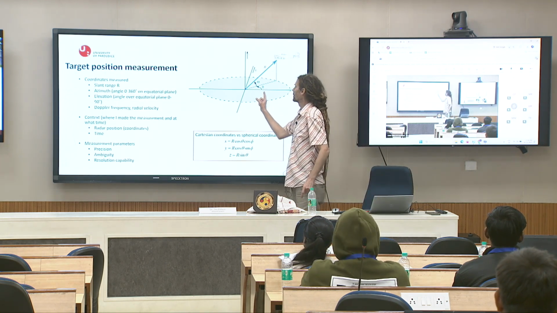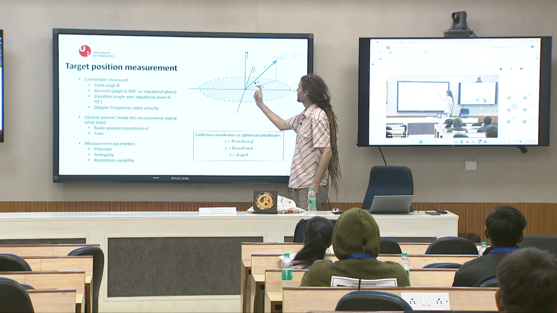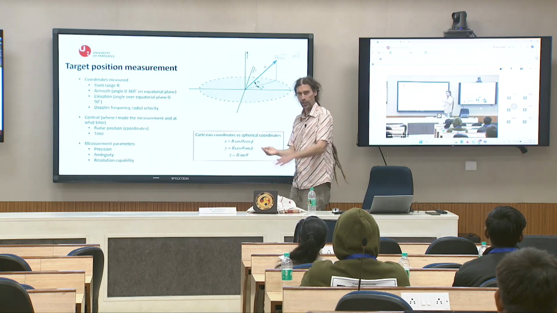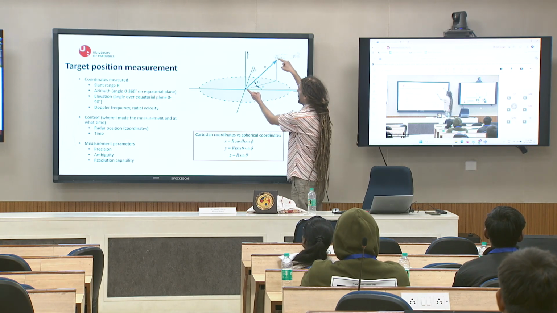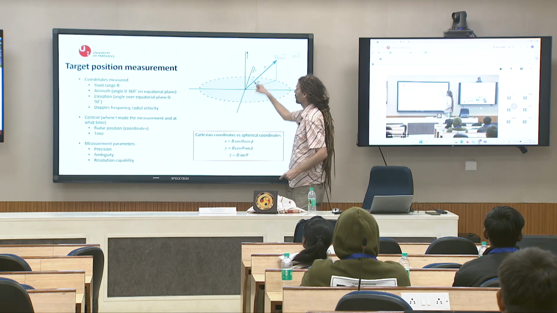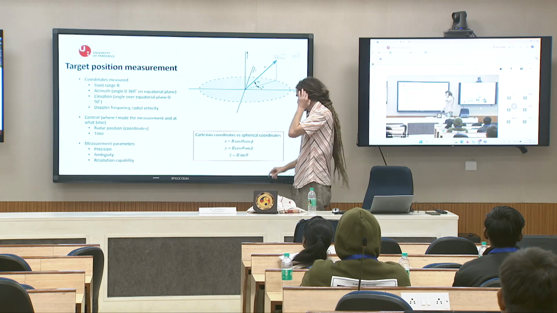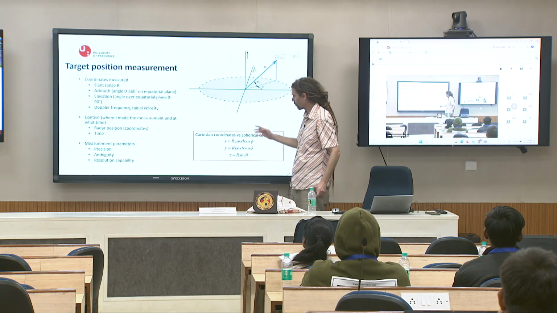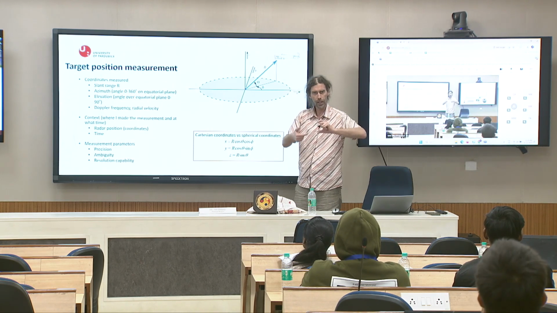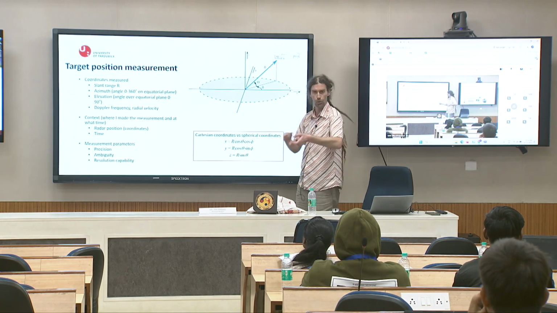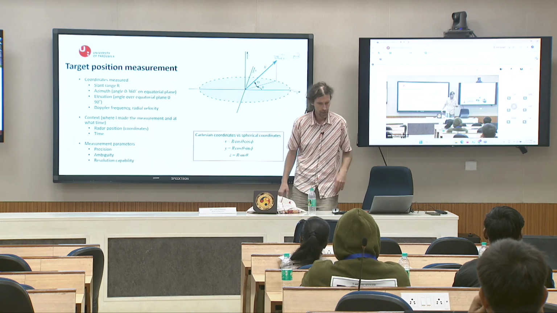This is azimuth phi, and this will be elevation in 3D, and this we call slant range, and these are x, y, and z. Here I just show you a brief formula for how you could recompute from Cartesian to polar coordinates to spherical coordinates.